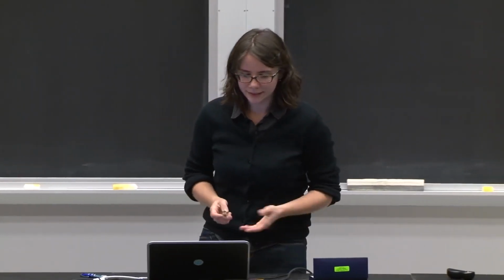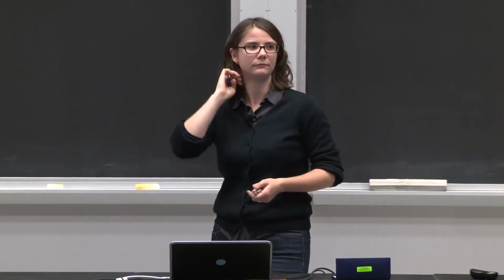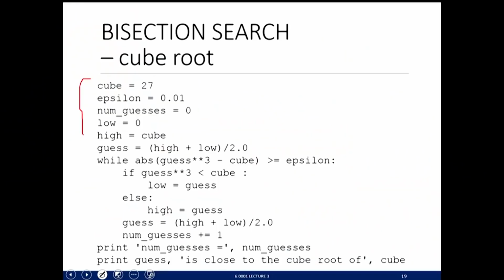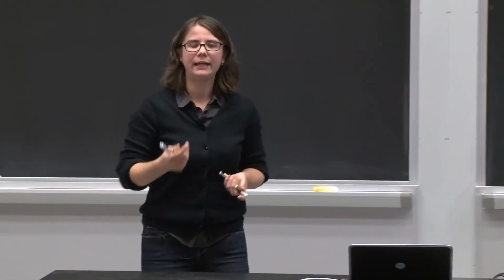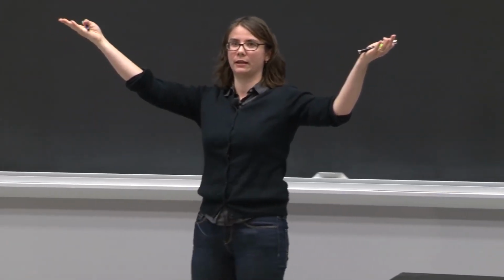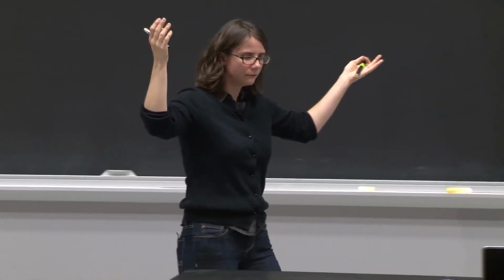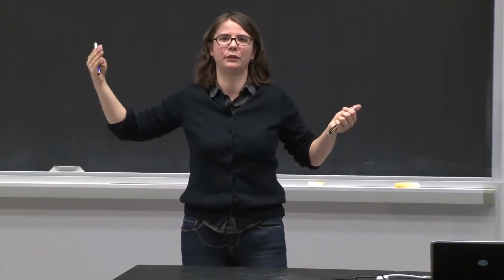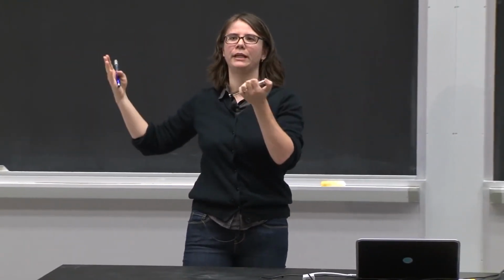OK, so this is the code for bisection search. It also looks intimidating, but it's not so bad. We're initializing a bunch of stuff up here. Most important are the high and low boundaries. With the guessing game, the low boundary was 0 and the high boundary was 100. When we're looking at the cube root, the low boundary is going to be 0, and the high boundary is going to be just my cube, because a guess to the power of 3 cannot be any greater than cube.